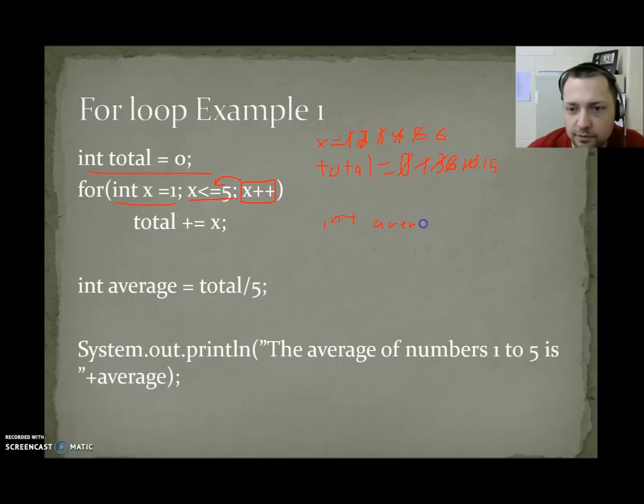I should have written AVG. It's really painful writing average out. Equals 15 divided by 5, because there were 5 items that were added to the total. So 15 divided by 5 is 3. And then we would print the average of your number. The average of numbers 1 to 5 is plus 3. So it would say the average of numbers 1 to 5 is 3.